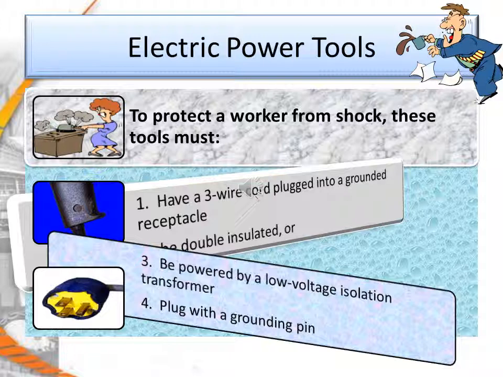Electric power tools protect the worker from shock. These tools must have a 3-wire plugged-in grounded receptacle. They should be double insulated, be powered by a low voltage isolation transformer, and plugged in with a grounding pin.